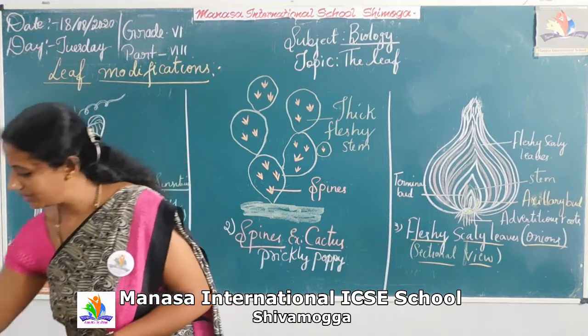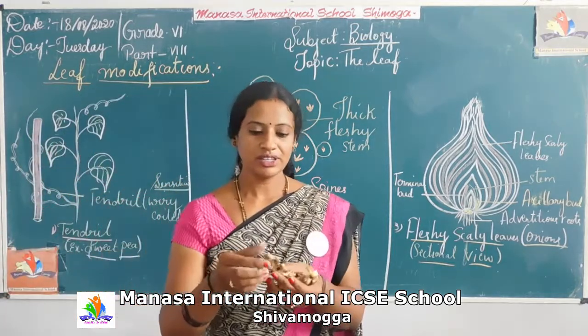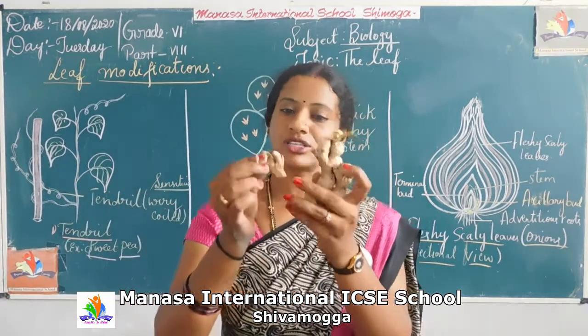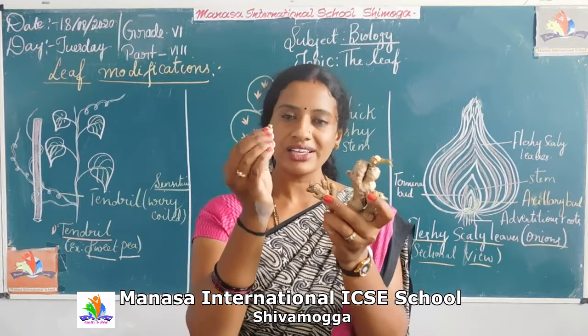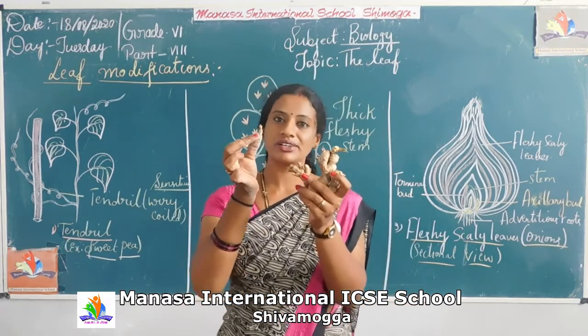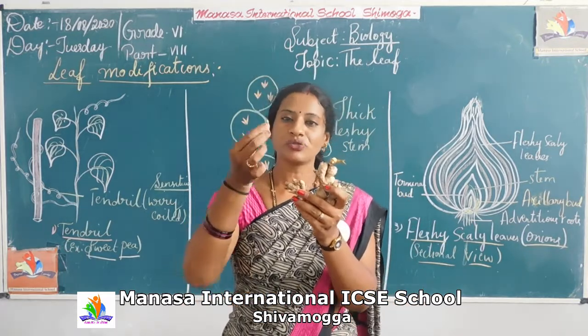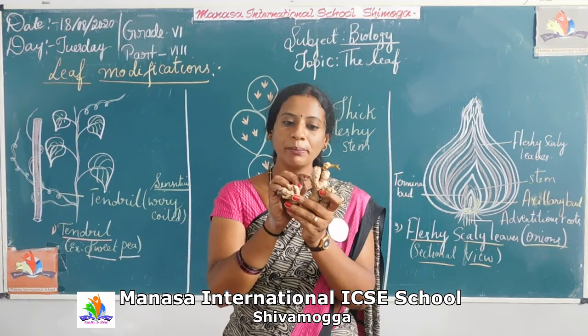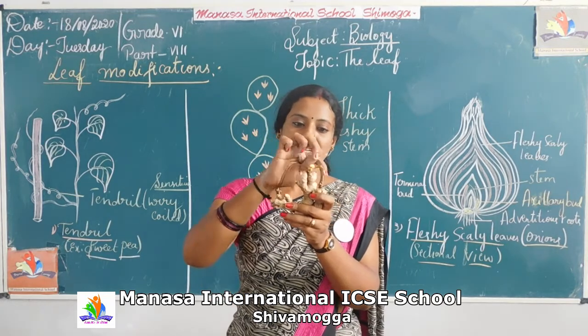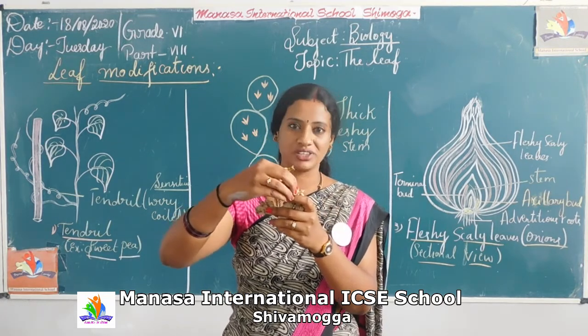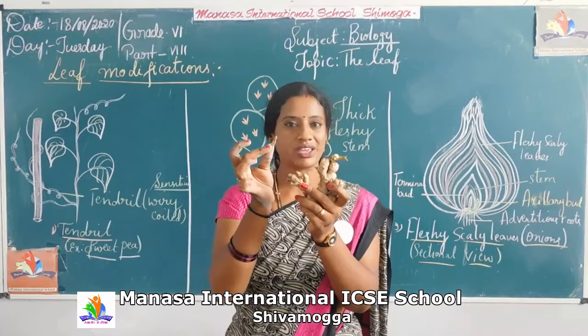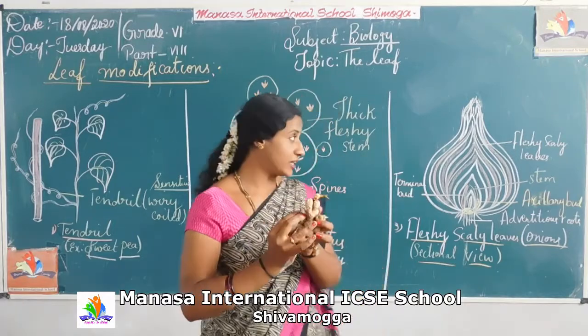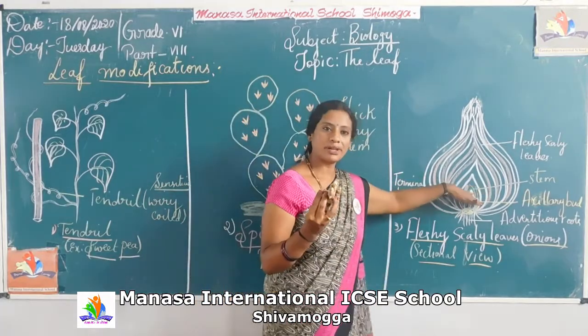I have a material here. So this is the ginger, okay, even this is a modification. These are dry scaly leaves. And the function of these leaves is to give protection to the smaller buds which are at the edges, right? This is the dry scaly leaves example, and fleshy leaves, an example is onions.